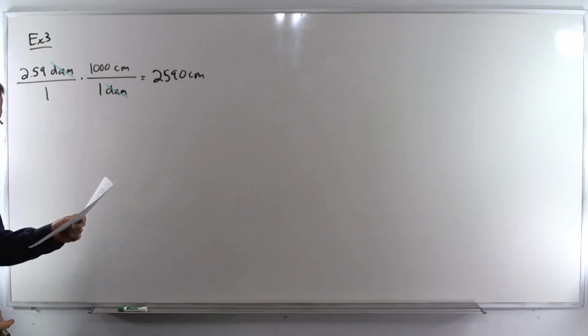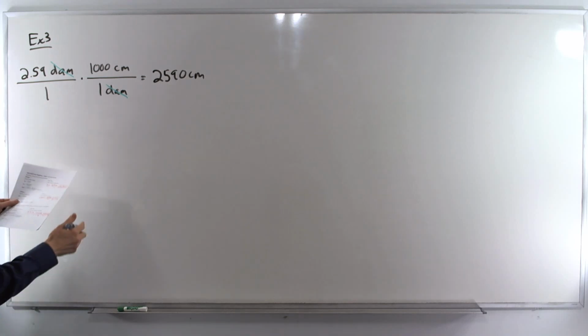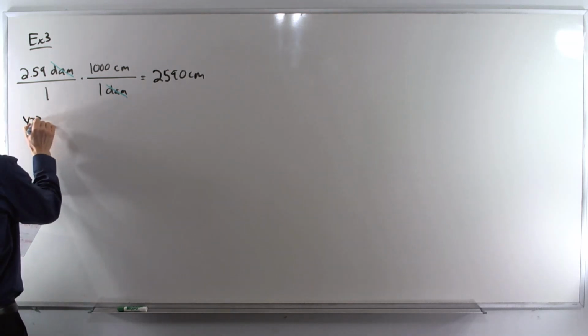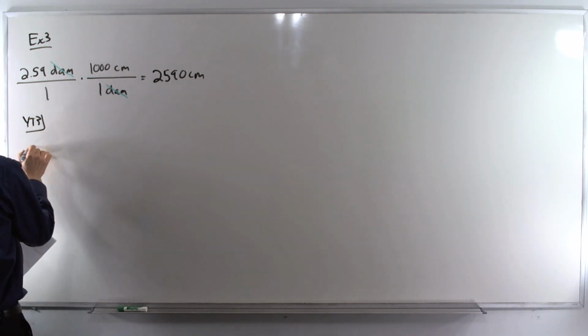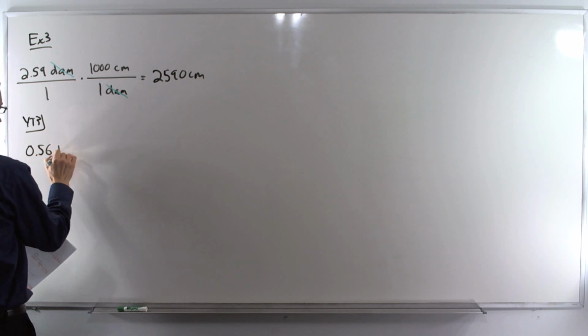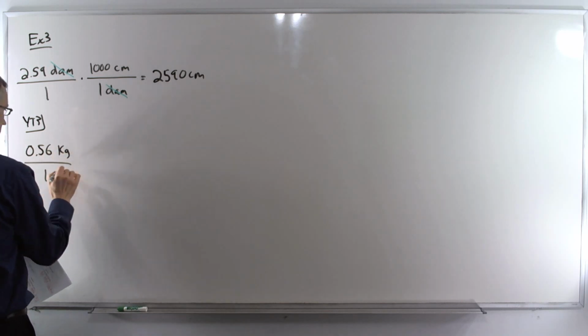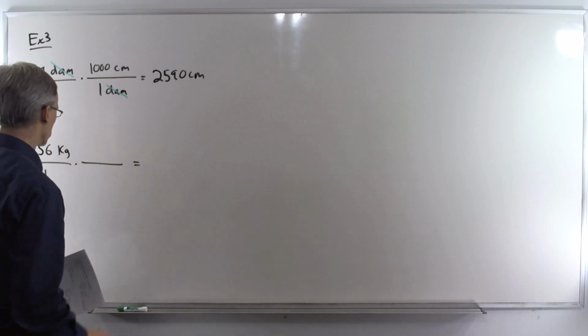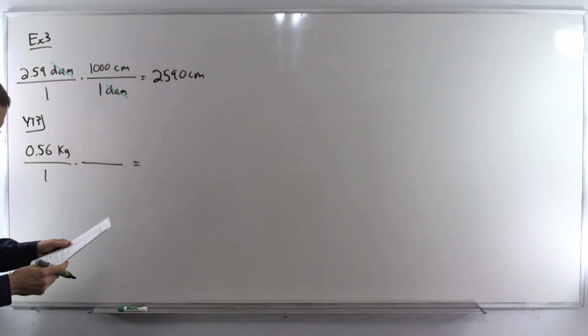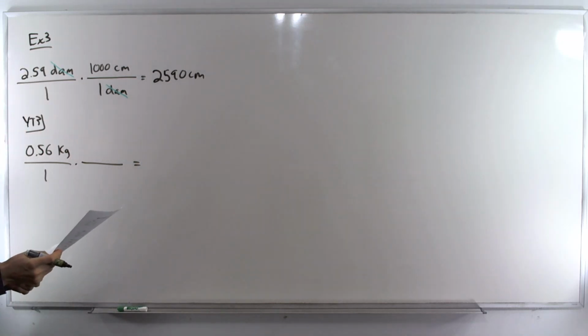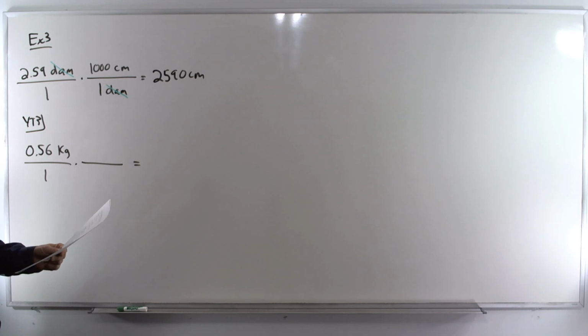Your turn, number 3. Convert 0.56 kilograms to decigrams. All right, kilo to deci. So it takes 3 steps to go from kilo to the base unit, and then 1 more step to get to deci. So that's 4 steps.